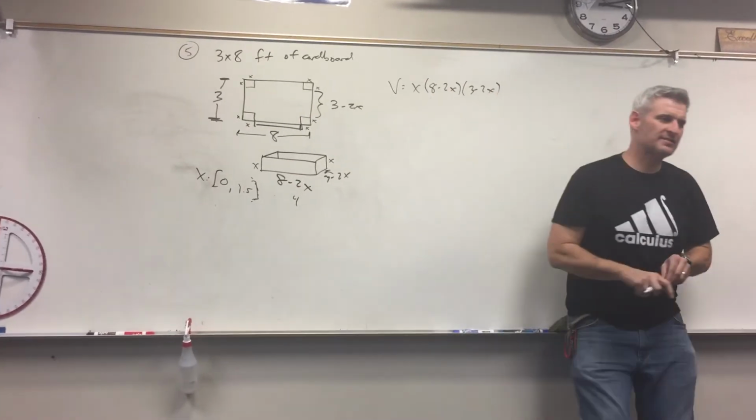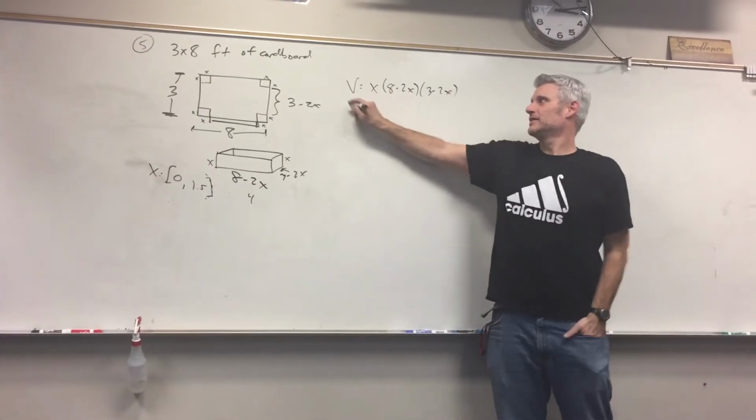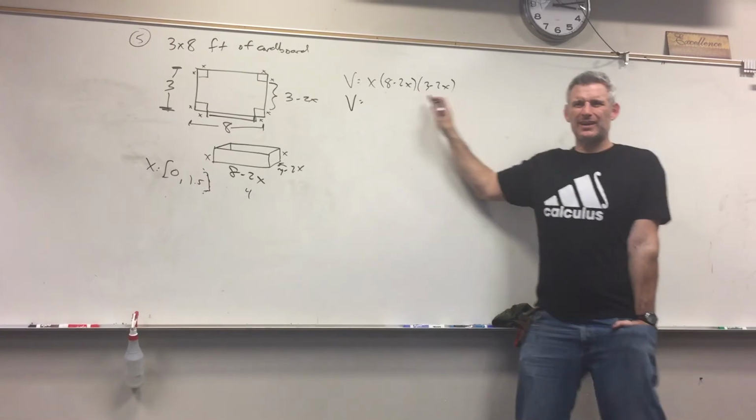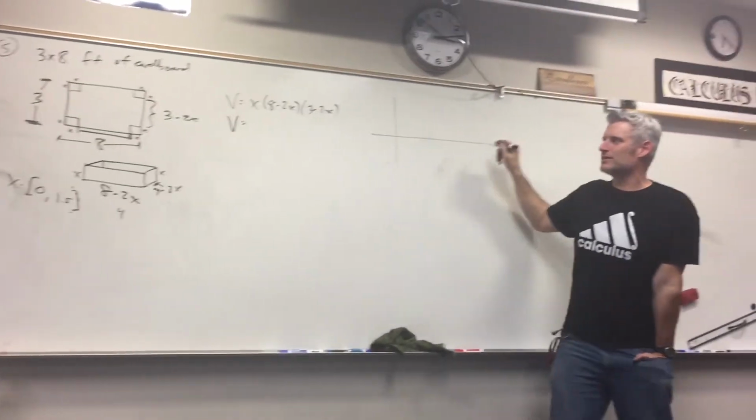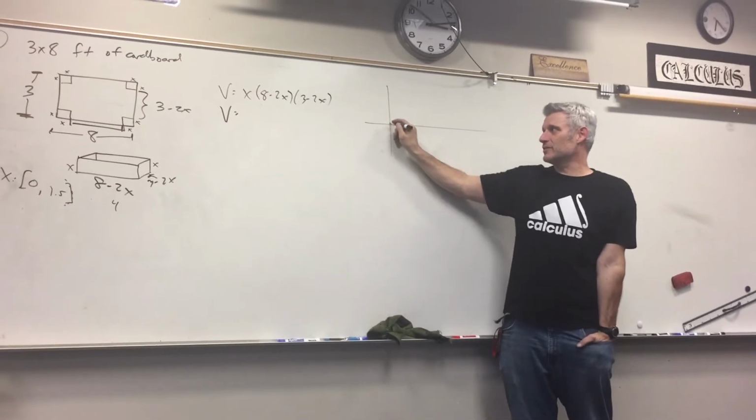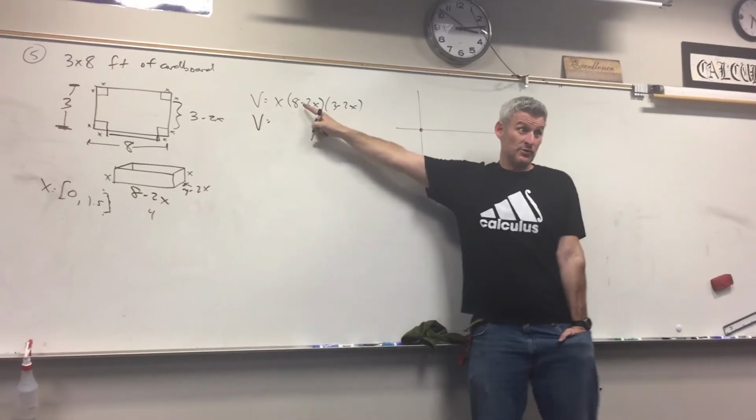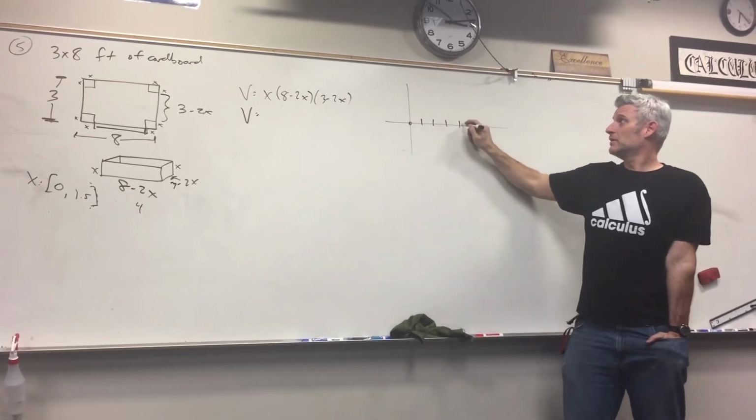Okay, so I guess the question is, let's take a derivative. But this is a cubic, and the cool thing about this cubic is, just from our pre-calc knowledge, that it has a 0 at 0 and a 0 at 4.